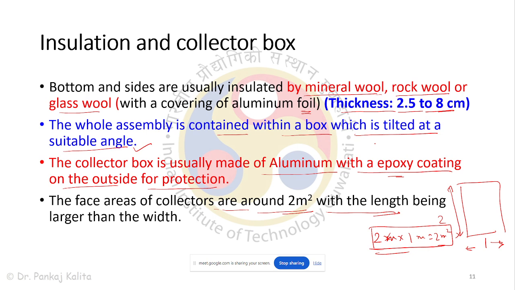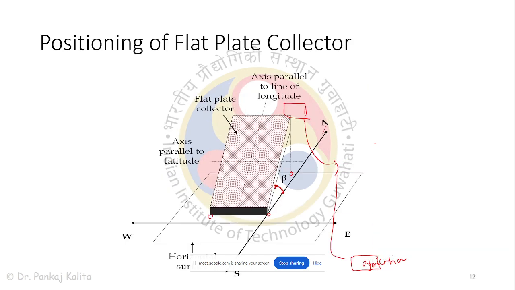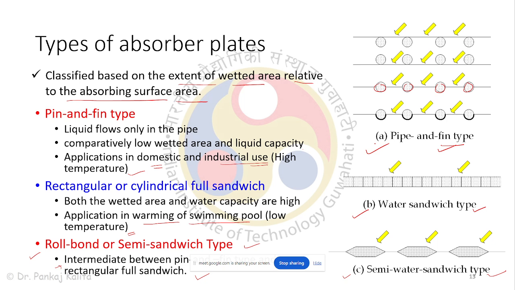Now insulation and collector box. We know that at the sides we have to provide insulation. It could be mineral wool, rock wool, glass wool, and the specifications are given here that you can go through yourself. Now the absorber plates are also defined based on the extent of wetted area relative to the absorbing surface area. Wetted area means the area which has been wetted by the fluid, right? The absorbing surface area means where the absorption of heat or the incoming flux radiation takes place.